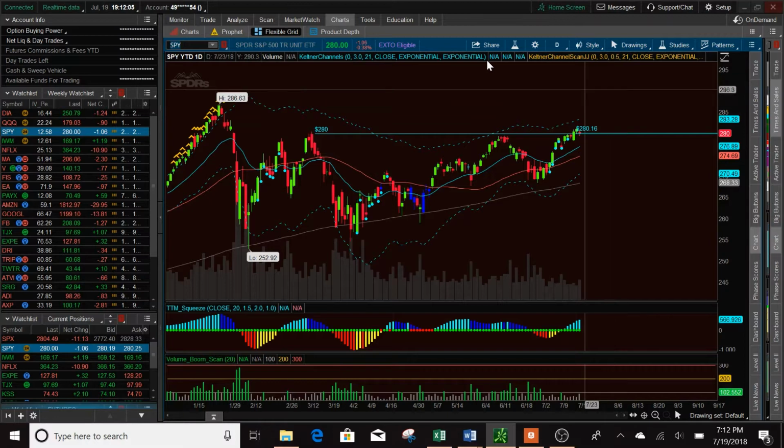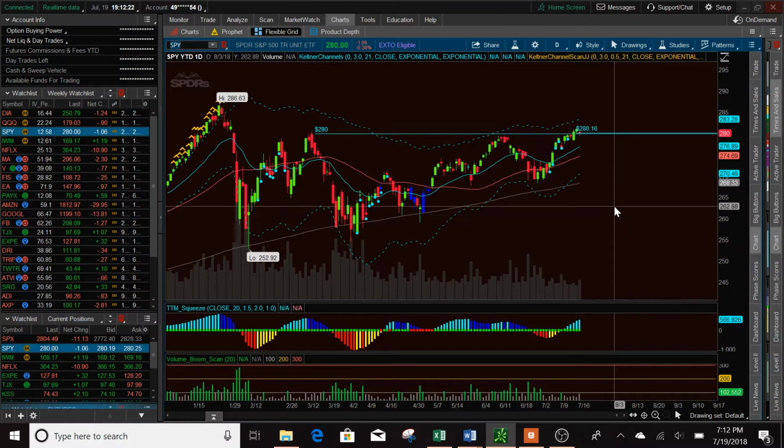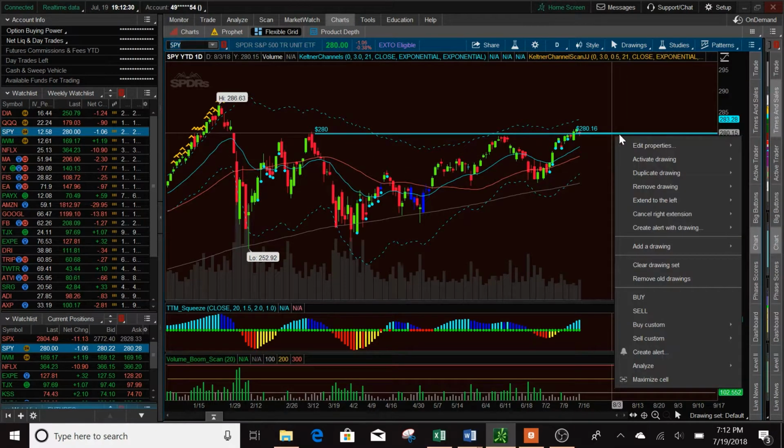I'm using the Thinkorswim platform, and I like the dark theme. We'll just go off the SPY chart here. I know a lot of you guys trade that, but let me just delete these lines here.